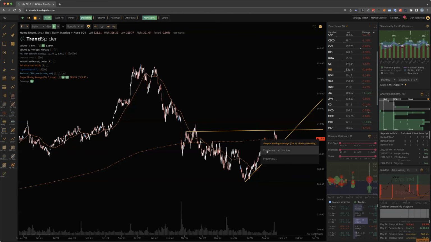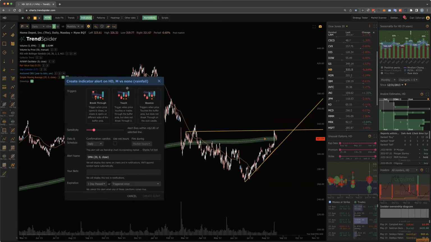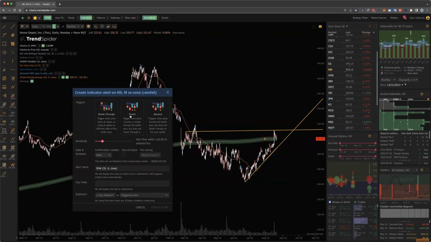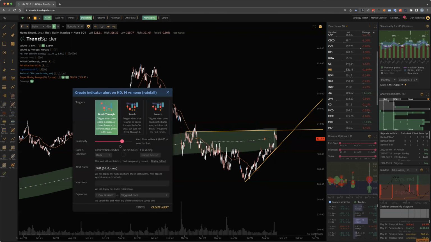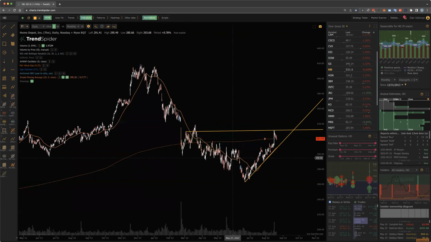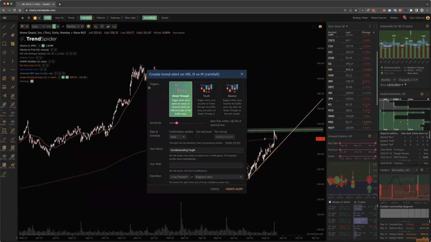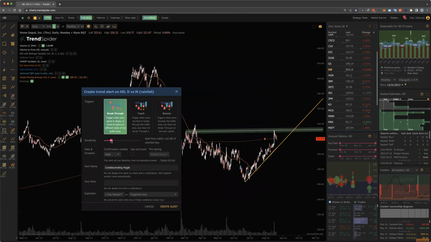All we have to do is right click on it, and we can now create an alert that works visually with the chart, right? So you can say, alert me on a breakthrough, right? You can define a buffer zone. You can say, alert me when price touches within this range. And you can do this on anything, not just an indicator. You can do it on trend lines. You can do it on fib levels, right? You can basically say, hey, let me know when price breaks above this level or comes close to this level and have a buffer zone.